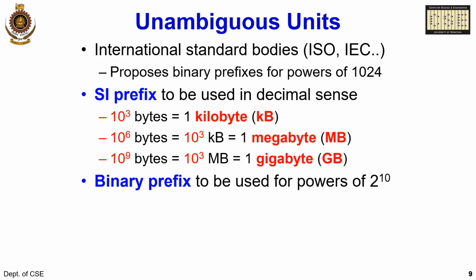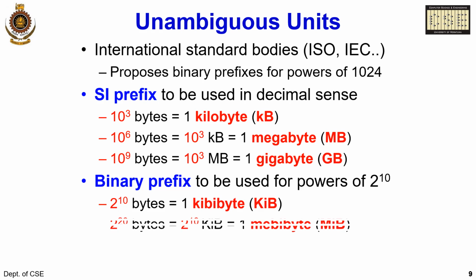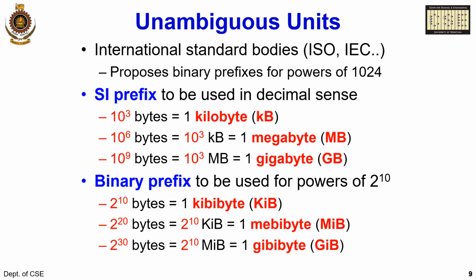Binary prefix, now that's referring to the OS, or the binary view of data representation, right, in the powers of 2. 2 to the power 10 bytes is 1 kibibyte, not kilobyte, it's kibibyte, KiB. Then 2 to the power 20 bytes is 1 mebibyte. And 2 to the power 30 bytes is 1 gibibyte.